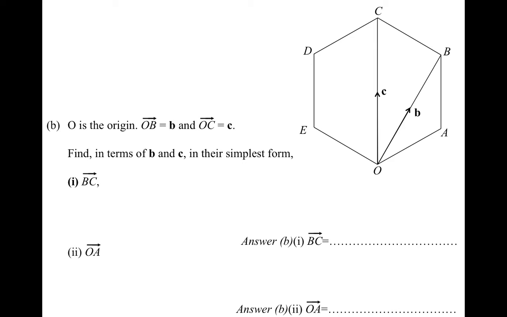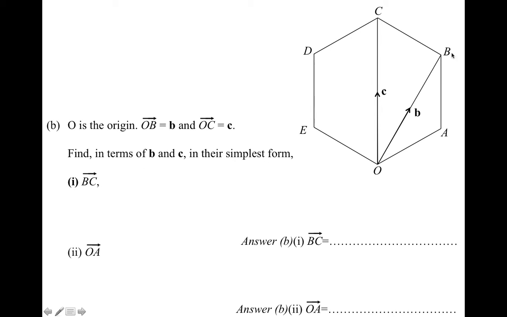So it says O is the origin, OB equals B, and OC equals C. So from O to B is a movement, which is referred to as vector B, and from O to C is a movement, which is referred to as vector C. And it says find in terms of B and C in their simplest form vector BC.